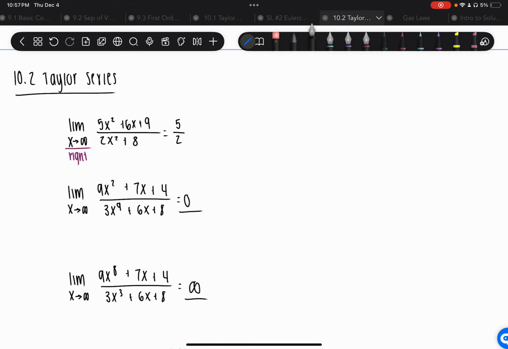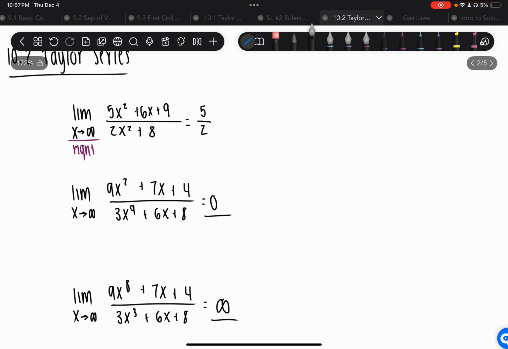For today's review video, I'm going to be talking about the topic 10.2 Taylor series. So before we get into it, we're going to go over some concepts, basics, review, rules. So here I have three scenarios for three limits.